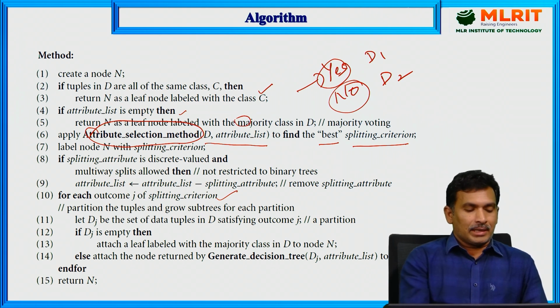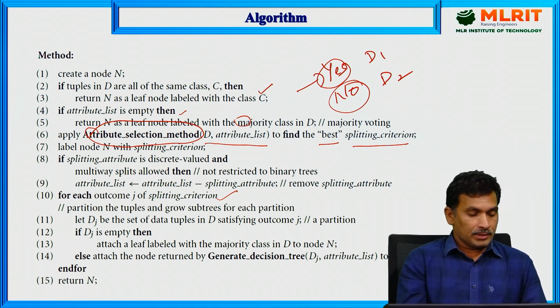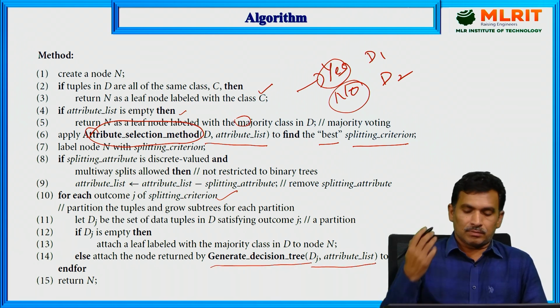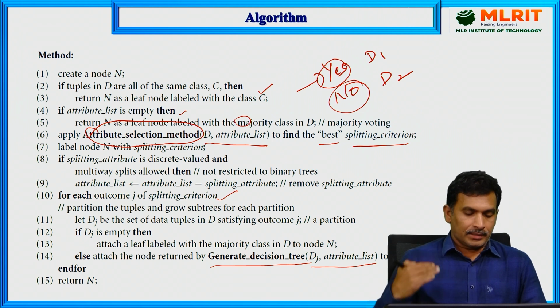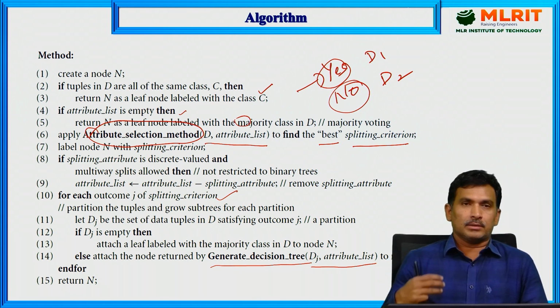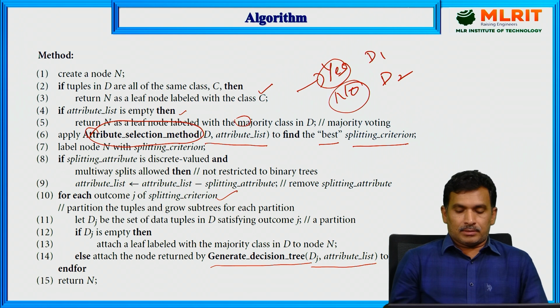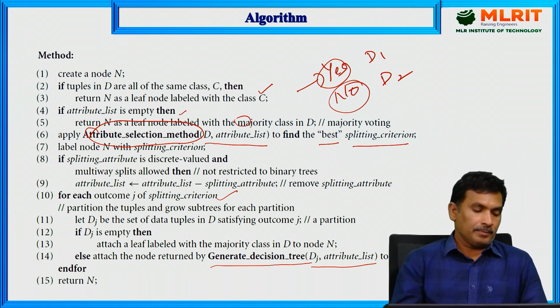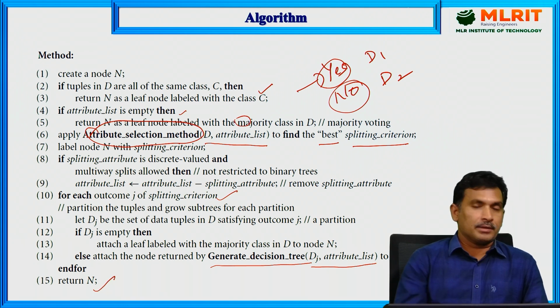So if Dj is empty, that means the set of tuples for that outcome in this data set is empty, so attach a leaf labeled with the majority class in D to the node N. Else, attach the node returned by Generate_decision_tree. So recursively, we again select the attribute, test the attribute, and divide the set of all tuples into partitions, and so on. Once it is over, it returns the decision tree.